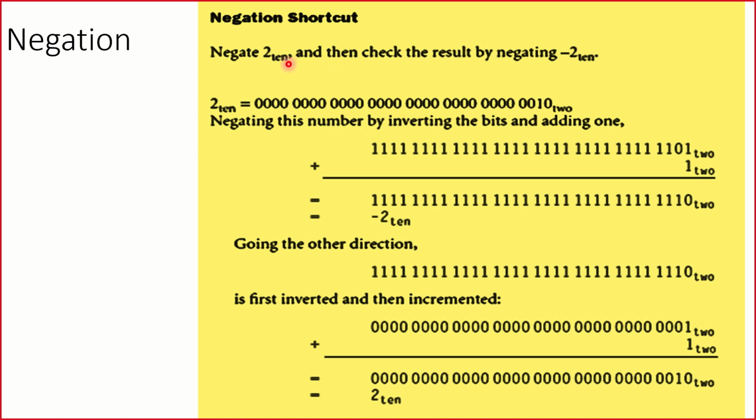The first question is to negate 2 base 10 and then check the result by negating minus 2 base 10. So what we are going to do is negate 2 base 10 first, and from the result that we obtain, we are going to negate it again to see if we get the question back. I am going to reverse engineer the answer to get the question in the second half. I'll generate the answer in the first half, then do a reverse engineering to see if I can get the question again. Now how do we do it?